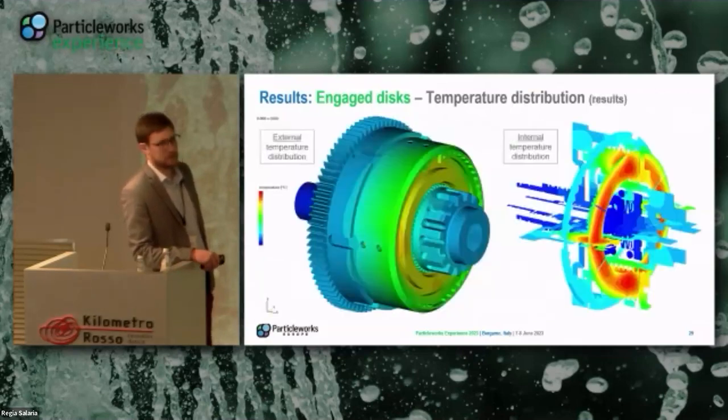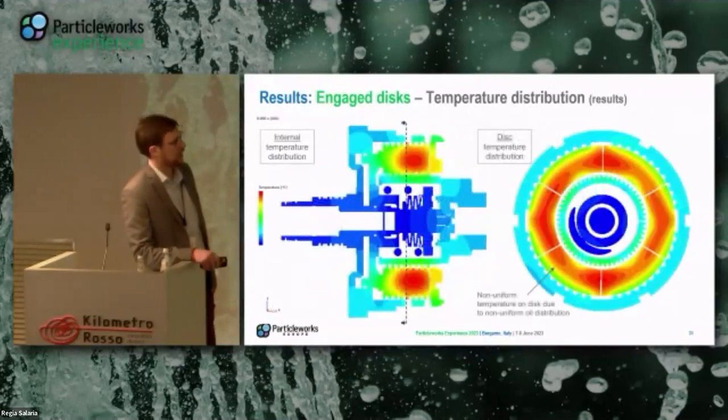So here are some results, some temperature distribution inside and outside. This is the outside temperature distribution. On the right, the inside distribution. And a couple of sections, lateral section and front section of a disk, again disk number 5.